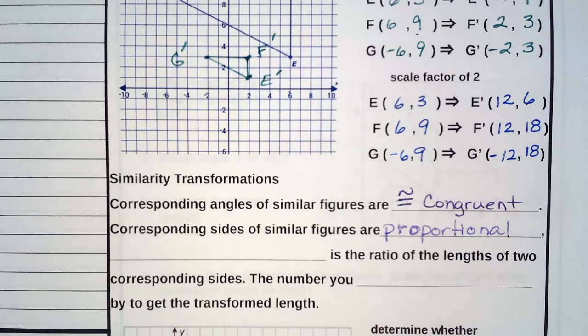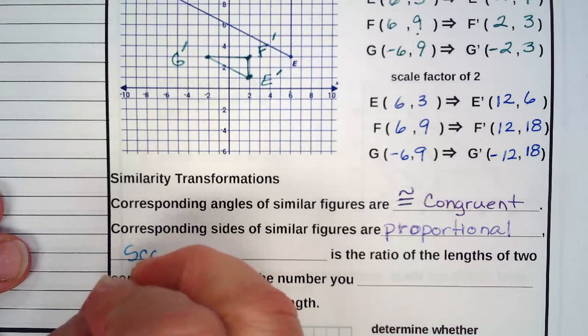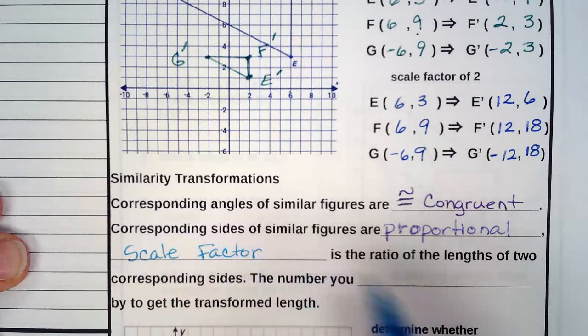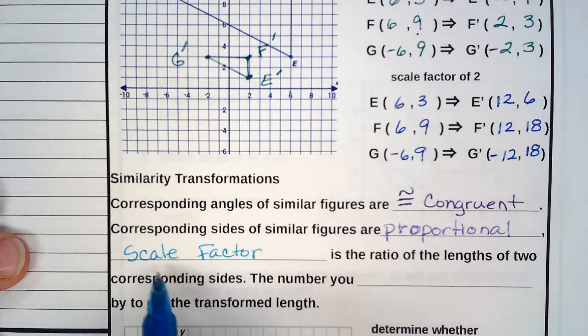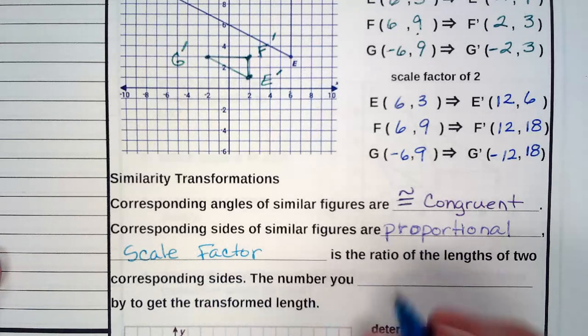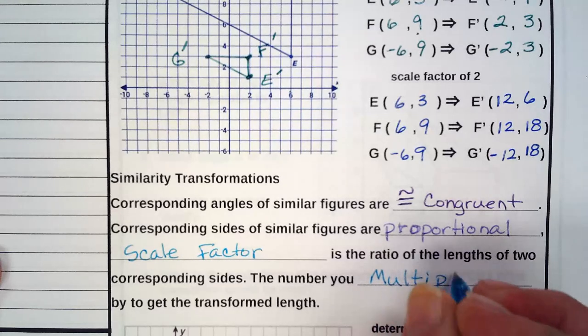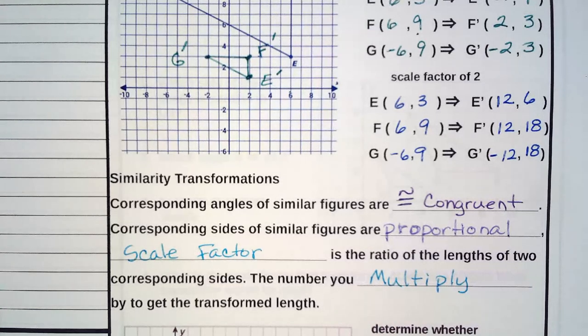And that brings us down to what is the ratio of the length of the two sides? That is your scale factor. In other words, you've got the length of your first side multiplied by your scale factor, and you get that second length. The scale factor is the ratio of the length of the two corresponding sides. The number you multiply by to get the transformed length.